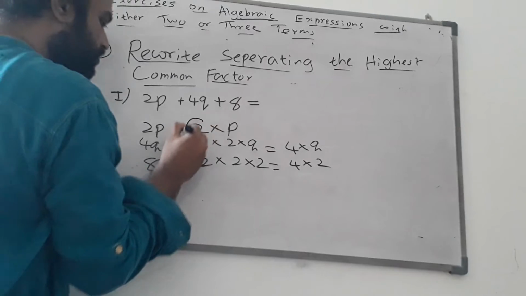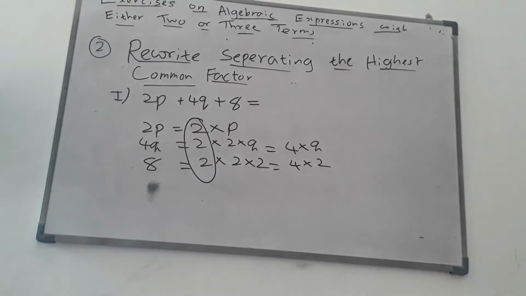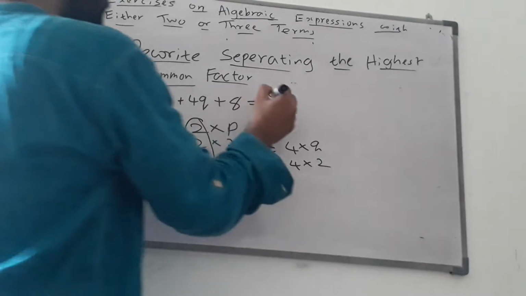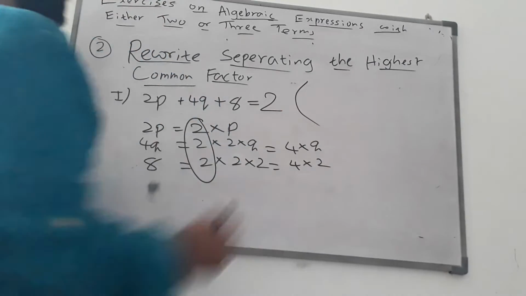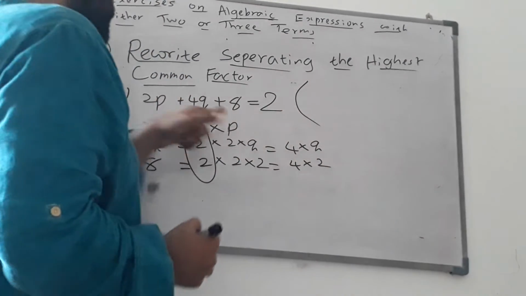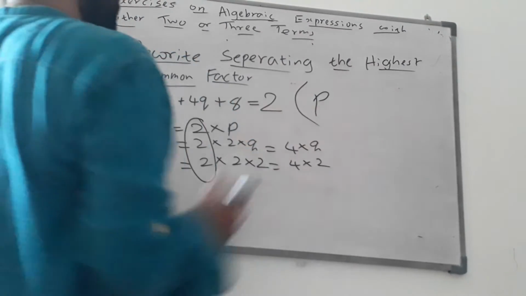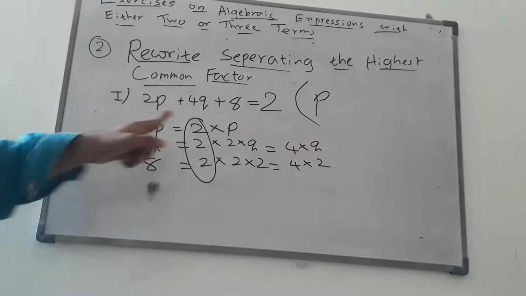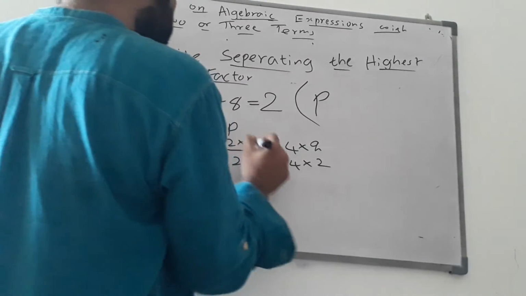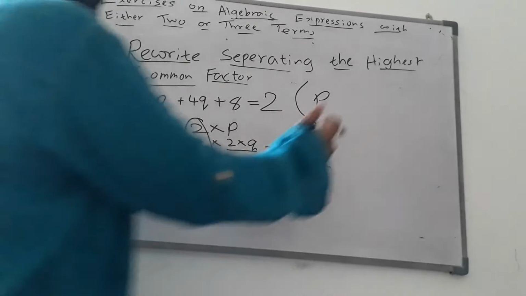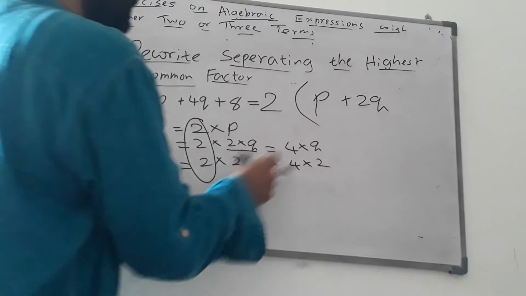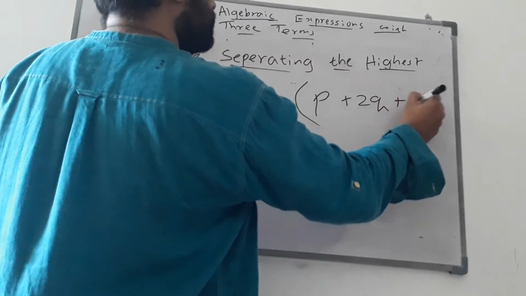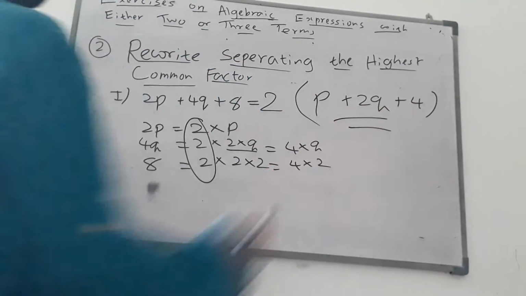Now we know 2 is common. So we can take 2 out. Remaining is p. 2 times p is 2p. 4q means 2 times 2q. 2 times q means 2q. So it is plus 2q. 8 means 2 times 4. 2 taken out means this is 4. This is the answer.